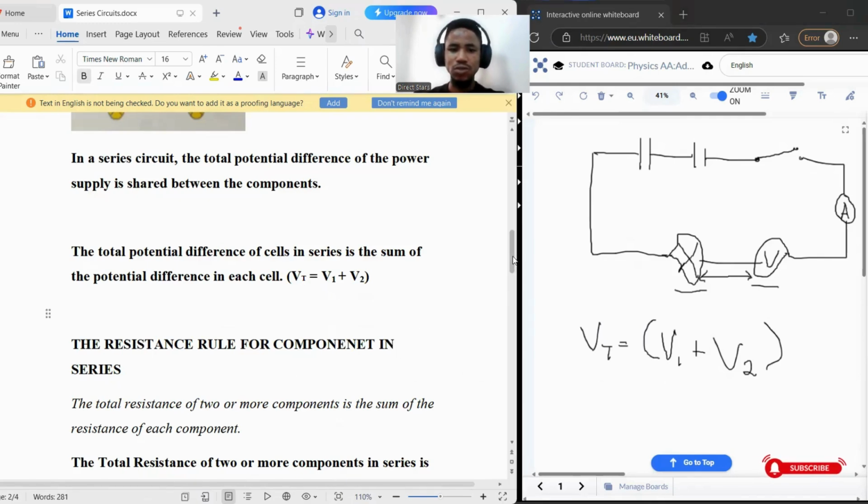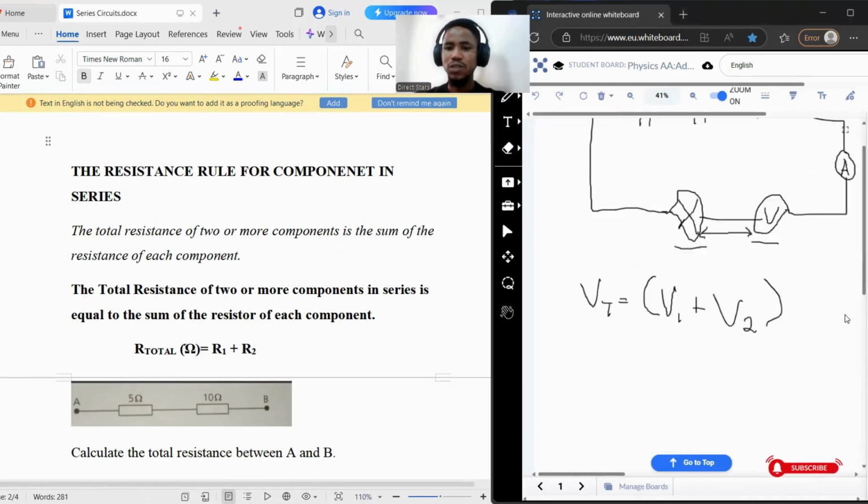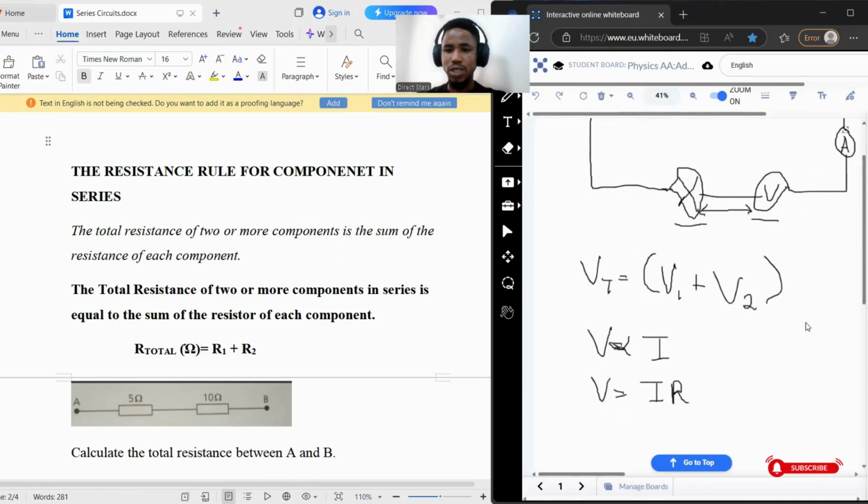So let's go to resistance rules for components in series circuit. So what is the resistance rule there? Remember, in Ohm's law, we said that the current flowing in a circuit is directly proportional to the potential difference across it. So V is directly proportional to I, but the proportionality constant there is what we call resistance, which is R. And resistance means it resists the flow. That means it reduces the flow of current in a circuit.